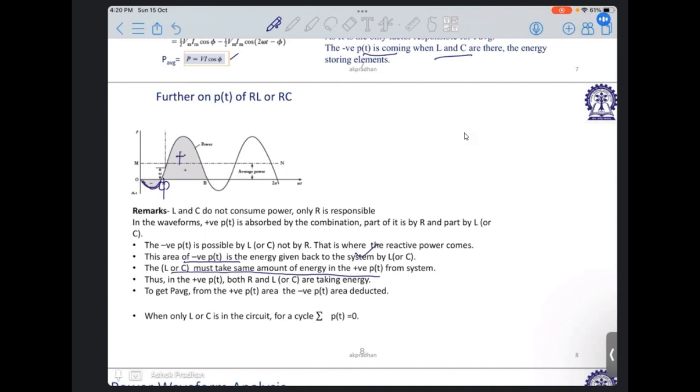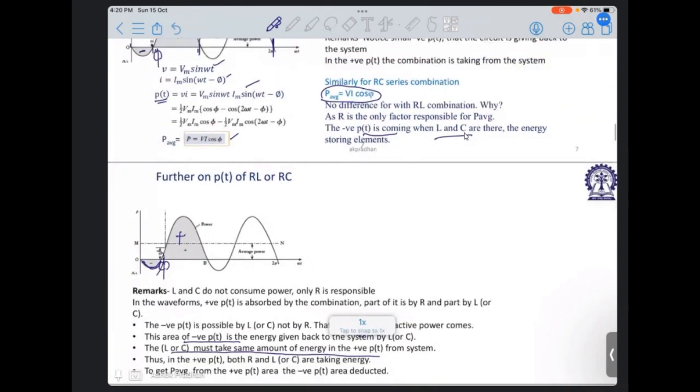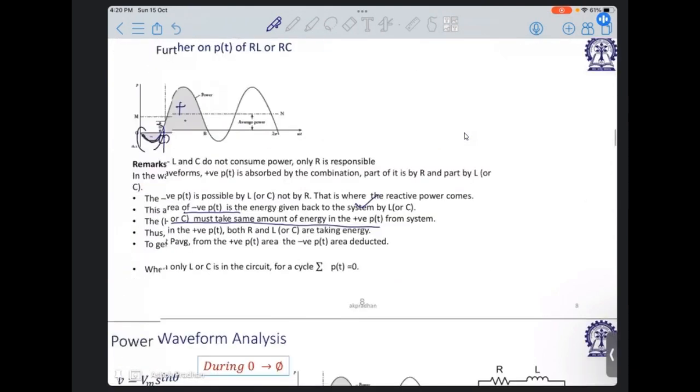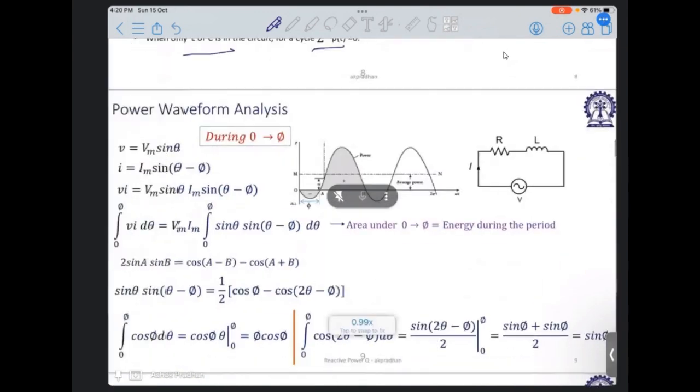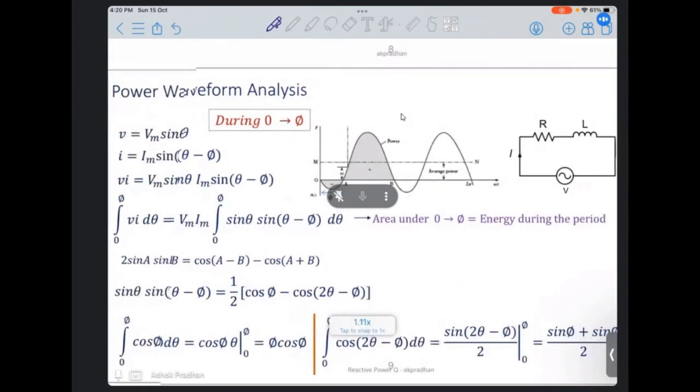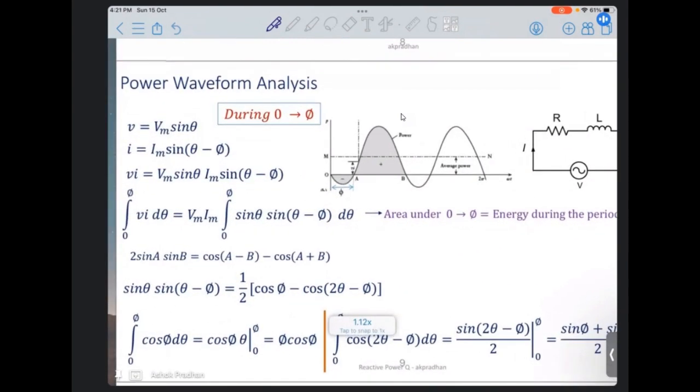So when it goes to the positive half, they must store charge. The inductor gets energized with half Li square, the capacitor with half Cv square. That storing of energy happens in the positive half, and in the negative half they give it back to the system. That is our understanding. So when only L and C are present in the circuit, the sum of power over 2 pi becomes 0, that we know. Now let us analyze the corresponding waveform with some algebraic analysis.